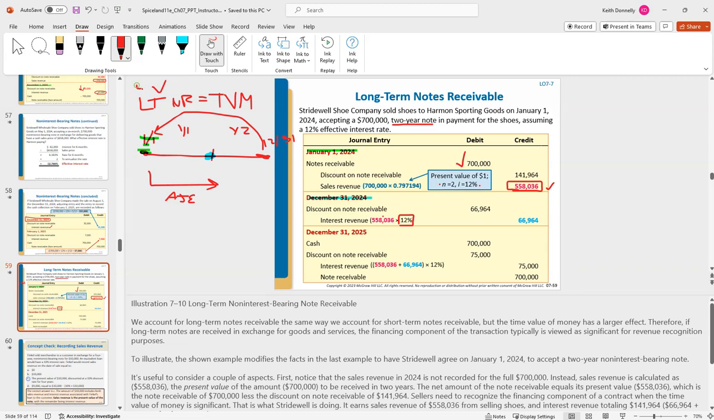Essentially what we're trying to do is get this 558 up to 700. So we're going to marginally do that. In that way, we'll have interest revenue of 66,000. We'll get rid of the note for that amount.